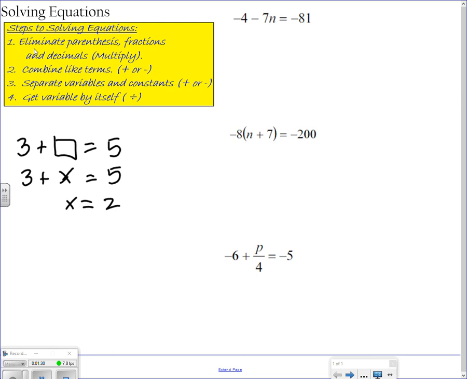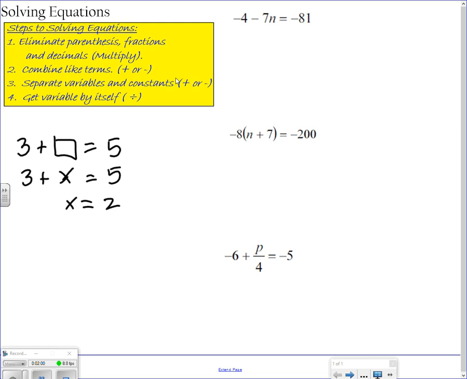Number 1, eliminate parentheses, fractions, and decimals, and you do that by multiplying. Step number 2, combine like terms, and you add or subtract. Step 3, separate variables and constants, and do that by adding or subtracting. And last step, number 4, get the variable by itself, and you divide. So I'm telling you what you need to do and how to do it.